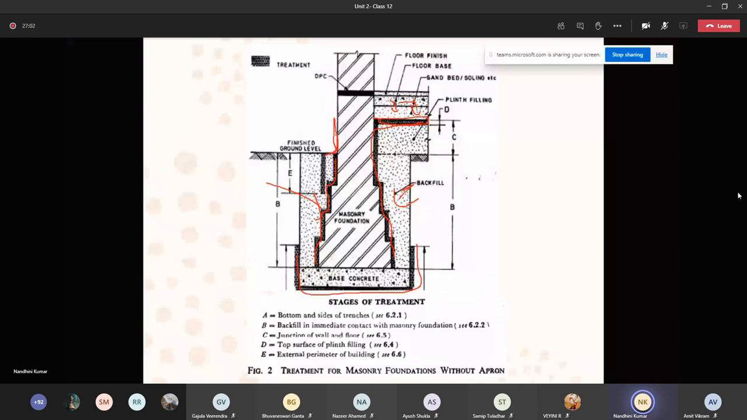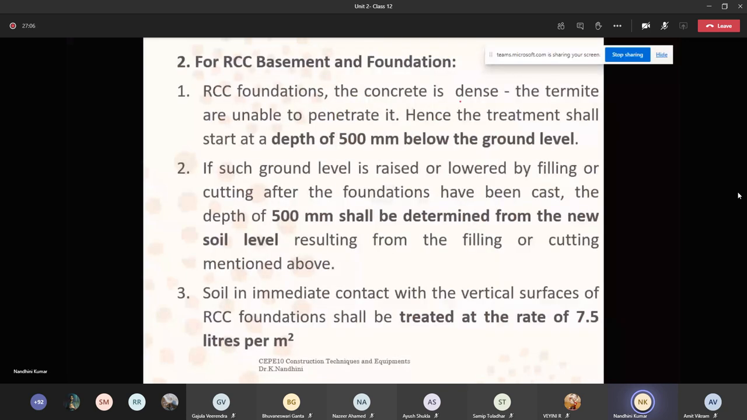For an RCC basement and foundation, the concrete is dense. We know it is a huge structure with foundations. The termites are unable to penetrate it. Hence, the treatment shall start at a depth of 500 mm below the ground level. As we initially saw, the depth should be minimum 500 mm. If ground level is raised or lowered by filling or cutting after the foundation has been cast, then a depth of 500 mm shall be determined for the new soil level.